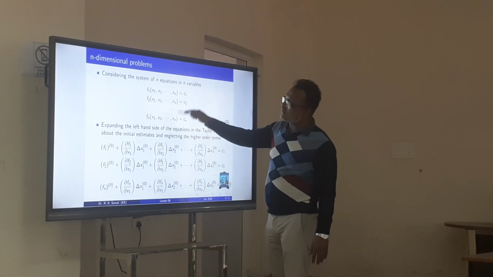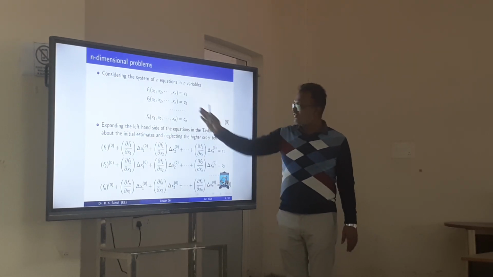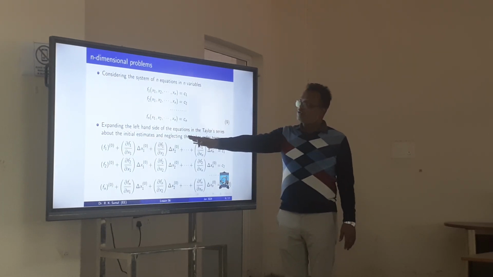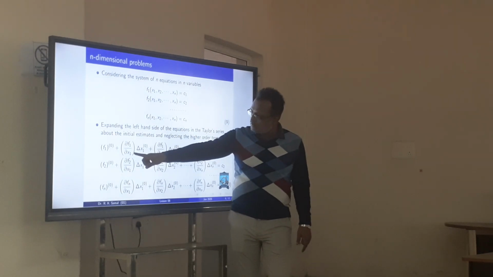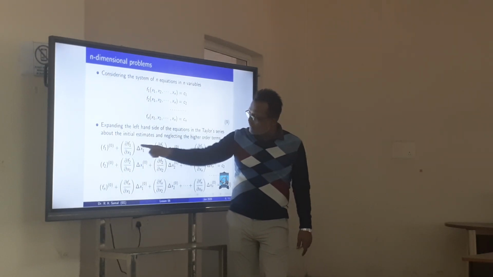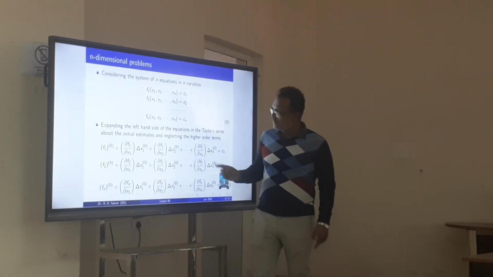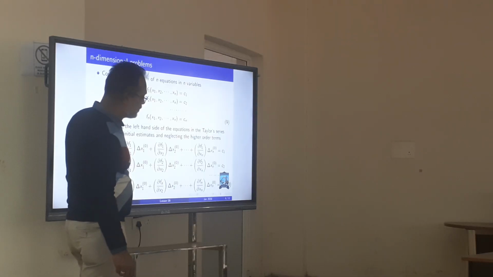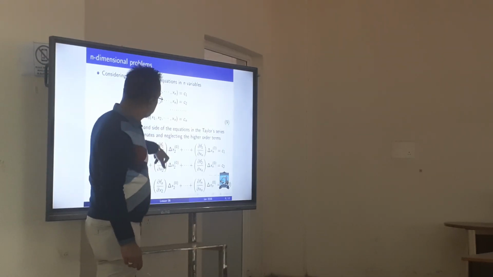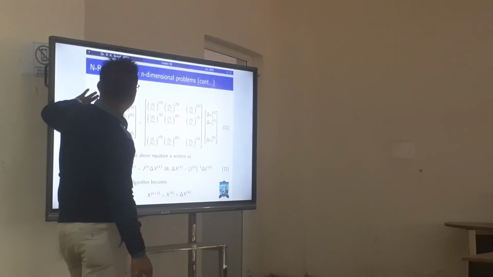Here the higher order terms are already neglected. So expanding the left hand side of the equations in Taylor series about the initial estimates and neglecting the higher order terms, we will get, see, in every equation there are all the variables. See here, this is a kind of matrix. F1 by x1, f2 by x1, fn by x1, f1 by x2, f1 by xn, and so on. Okay. Don't write this. Okay.